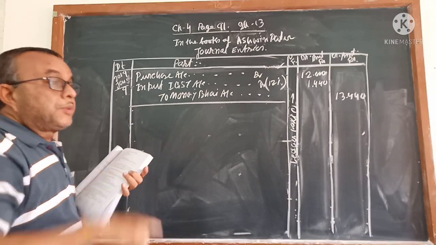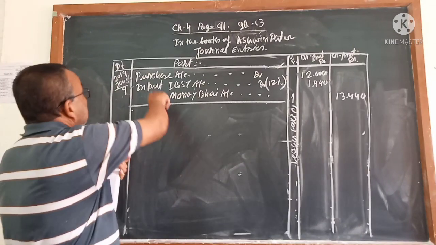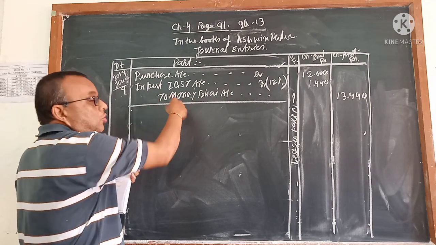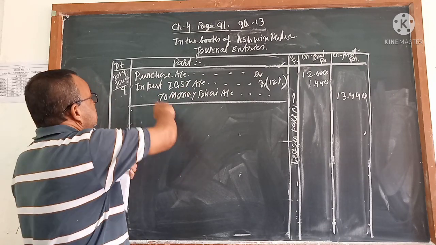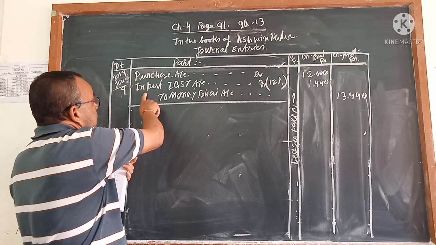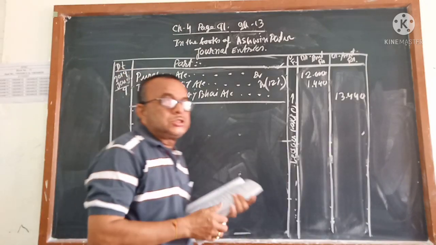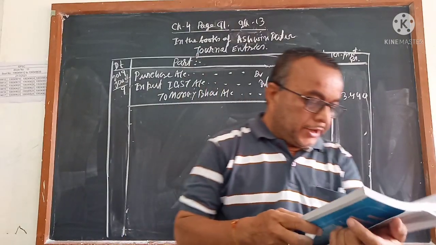Understand? Previous one was the cash transaction. For that you wrote purchase account debit, input IGST account debit to bank or to cash. As it is a credit transaction, purchase account debit, input IGST account debit to Manoj bhai. That is 9. Now we are coming to 10.